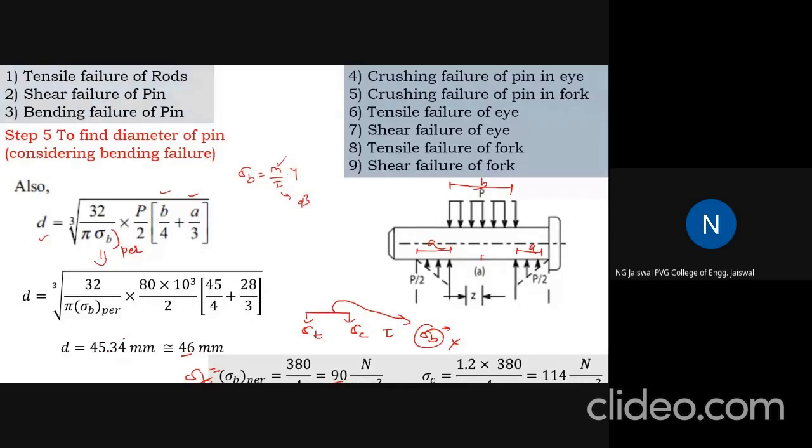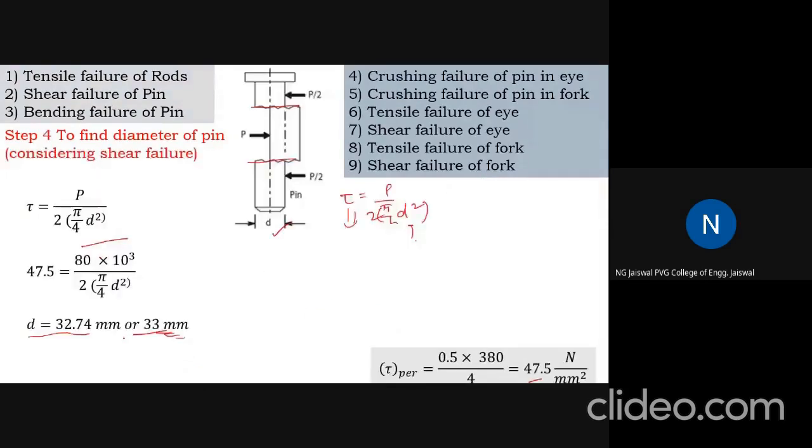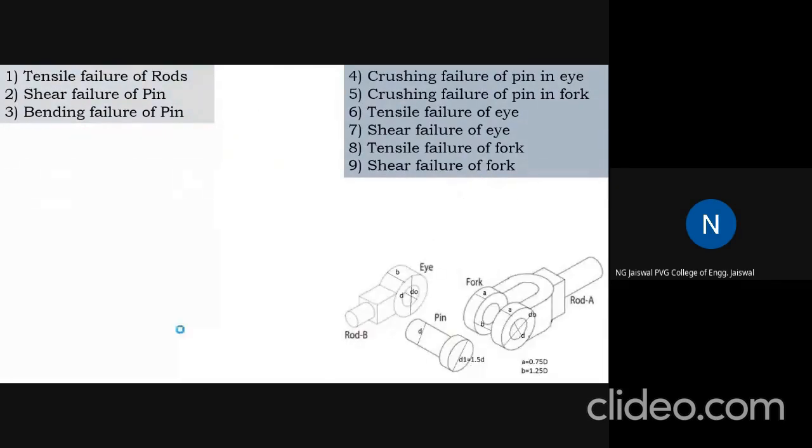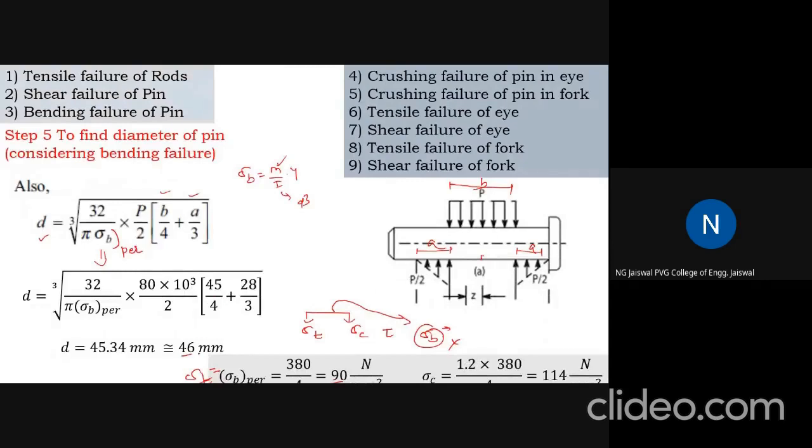Just remember, in the previous slide, by considering failure under shear the diameter was 33 mm, and now by considering failure under bending it is 46 mm. So naturally, we'll go ahead with this value because it is sufficient. It will be able to withstand the bending failure as well as the shear failure. That's why we'll go ahead with this diameter of the pin.